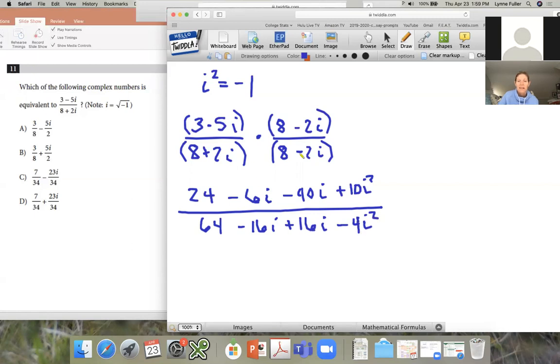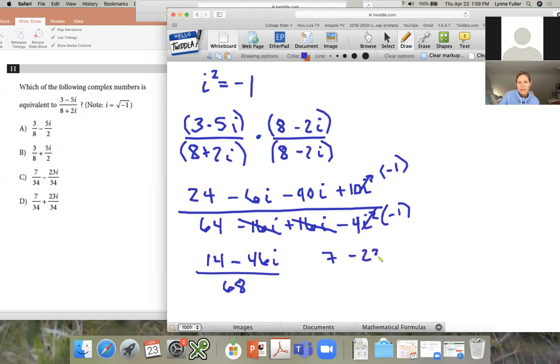You'll see that because I multiplied this by opposite signs, it rationalized the i's out of the denominator, and I'm simply left to replace i squareds with -1. So this is going to be -1, and this is going to be -1. Okay, so 24 minus 10 is 14. -6 and -40 would be -46i. And then here, 64 plus 4 is going to be 68. And I can reduce everything by dividing by 2, so it'd be 7 minus 23i all over 34. So that would be my answer.